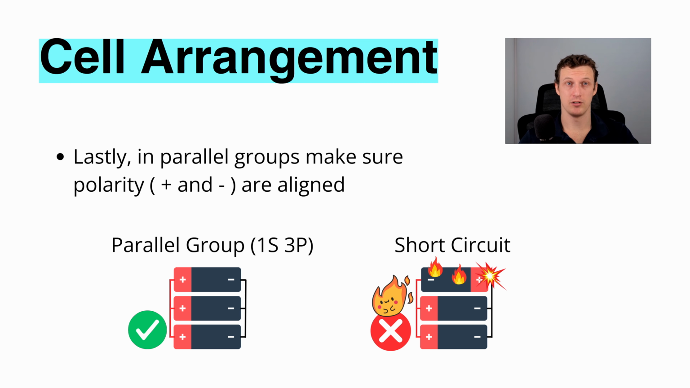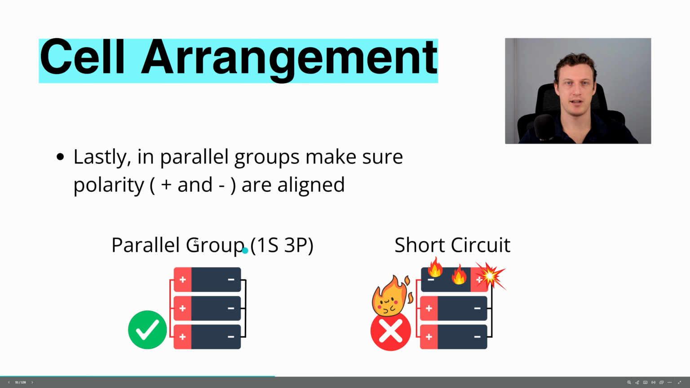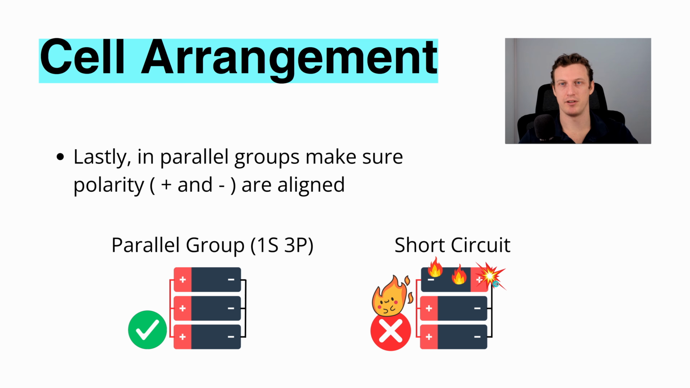In parallel groups, make sure the polarity, the plus and minus side, are always aligned. So this is what a correct 1S 3P should look like, and if you put one of them in backwards, you will get a short circuit, and at best the cell banks will drain and at worst catch fire.